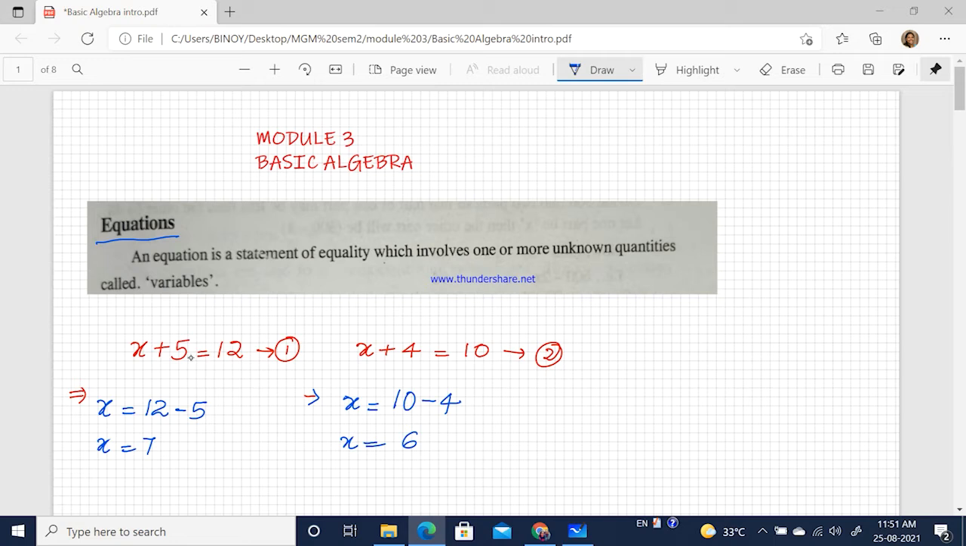These unknown quantities are variables. When you substitute the value of x in this equation, you will get the value 12. So 7 plus 5 is equal to 12, as well as 6 plus 4 is equal to 10. So we can consider the x value in the first equation as 7 and in the second equation as 6. These are known as the root of the equation or the solution of the equation.